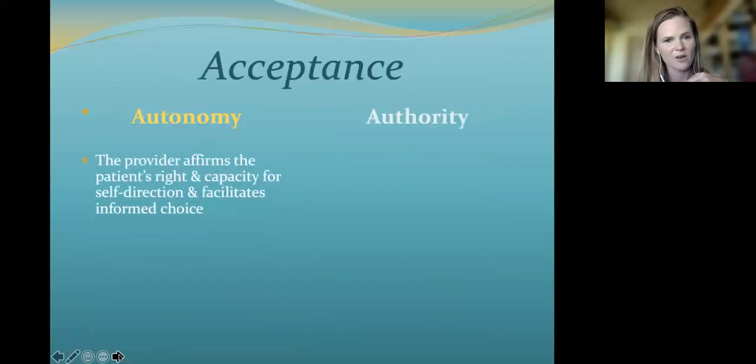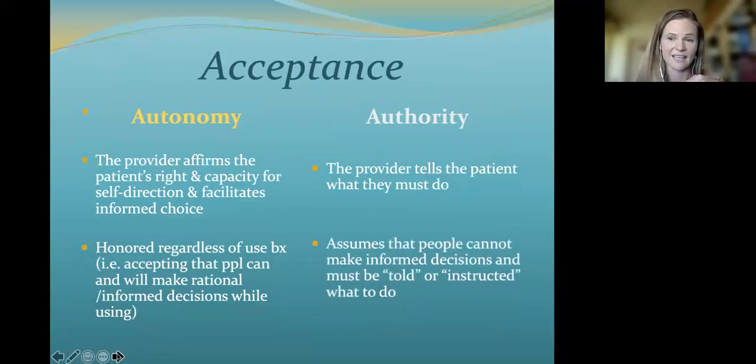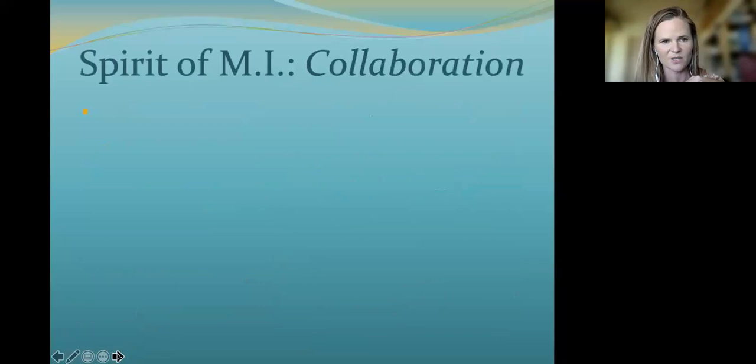So compare and contrast with acceptance. In autonomy, the provider is affirming the patient's rights and capacities, and they're honoring them regardless of their using behaviors. Whereas with an authority stance, the provider is telling the patient what they need to do. And there's this assumption that they can't make informed decisions if they are continuing their old health behaviors, that they need to be told or instructed what to do.